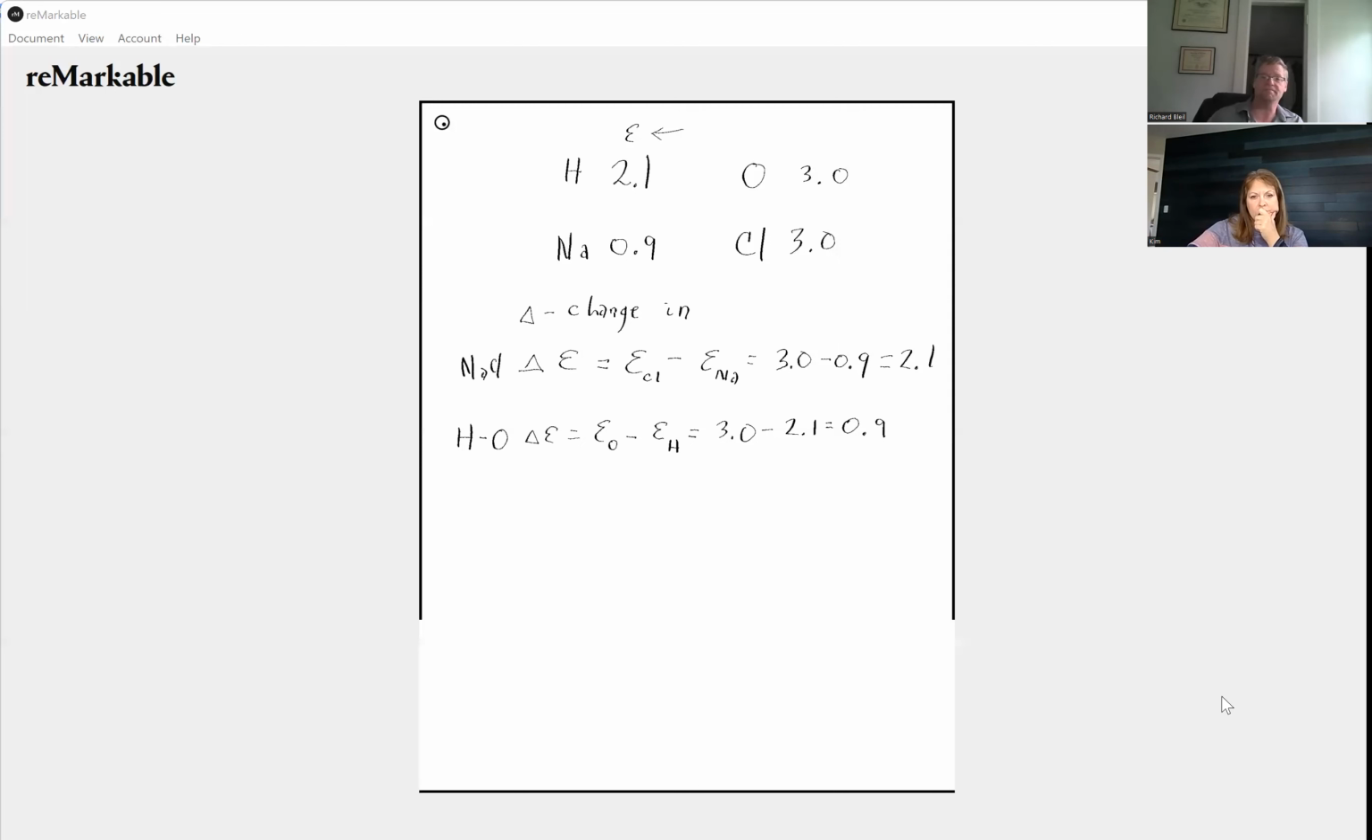We'll talk about that in a minute. If the difference in electronegativity is high, then you have an ionic compound. If it's low, let's look at oxygen. Now, oxygen is a double bond. We're going to talk about that a little later.